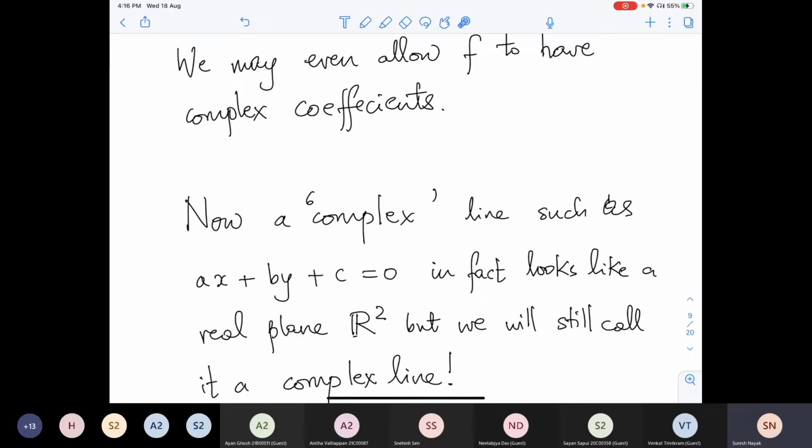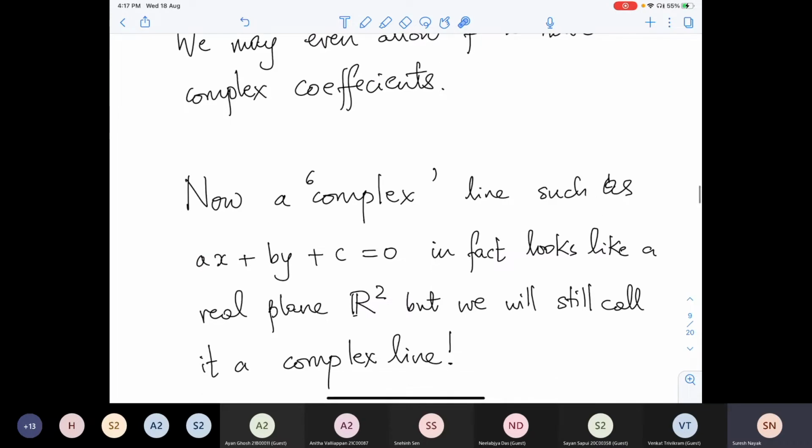But if I said that now instead of looking at all real solutions of x and y, look at all the complex numbers x and y, look at all complex pairs x and y such that ax plus by plus c is equal to 0, then that set, it's not hard to see, is in fact looking more like a real plane, because here's one way to think about it. Okay, let's pretend that, let's take a specific equation. So let me go somewhere on the side here.